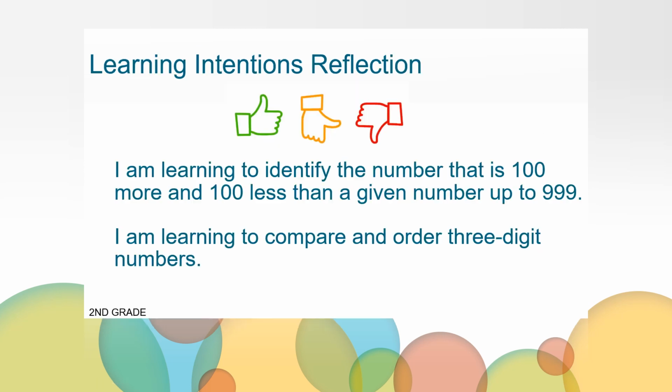Good luck! Let's reflect on our learning for today. As I read each statement on the screen, give us a thumbs up if you've got it, a thumb in the middle if you're still practicing, or a thumbs down if you think you might need some help. I am learning to identify the number that is 100 more and 100 less than a given number up to 999. I am learning to compare and order 3-digit numbers.